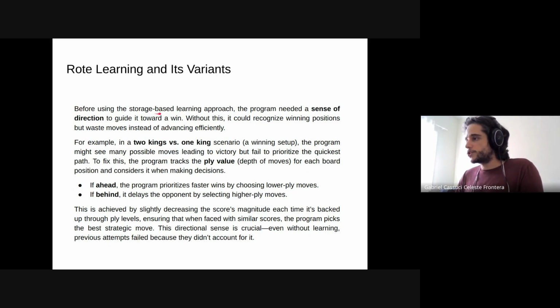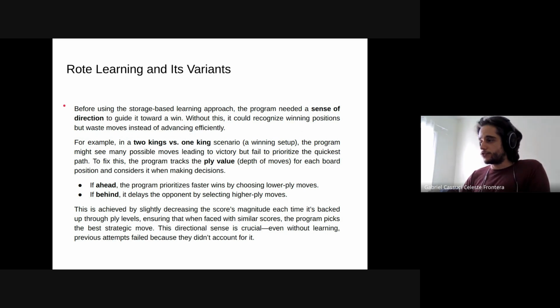So yeah, before using this star-based learning approach, we need a sense of direction to guide it towards the win. Without this, we could recognize a winning position, but waste moves instead of advancing efficiently. So they program this sense of direction. For example, in a two kings versus one winning setup, the program might see many possible moves leading to victory, but fail to prioritize the quickest path.